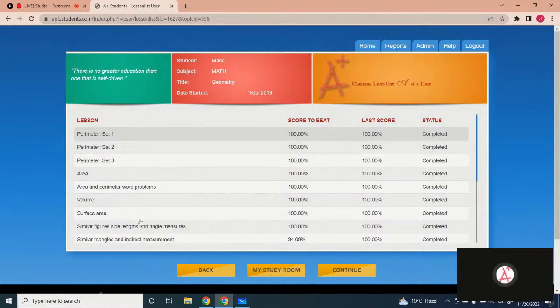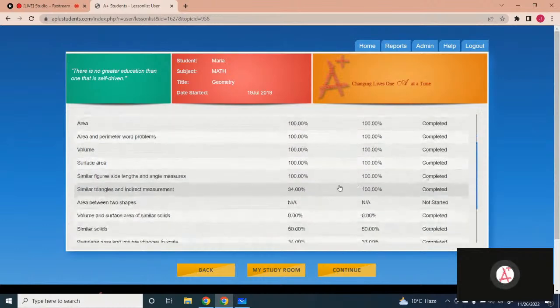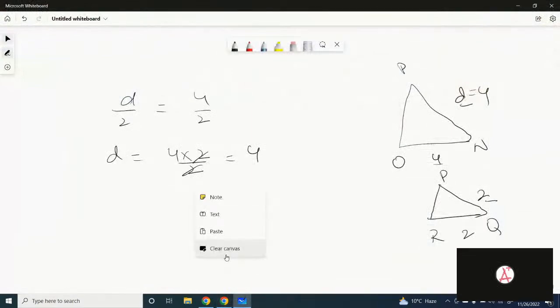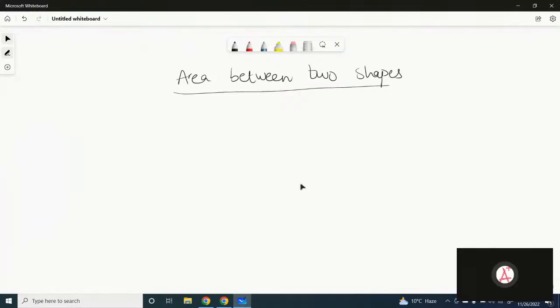Okay, the next topic is area between two shapes. So let's start with a new topic, that is area between two shapes. Got it? Okay, so area between two shapes.